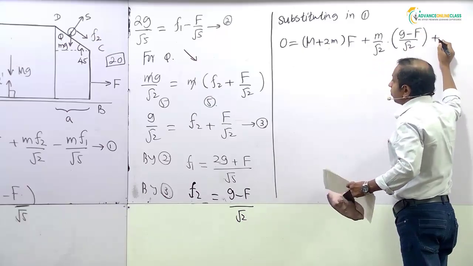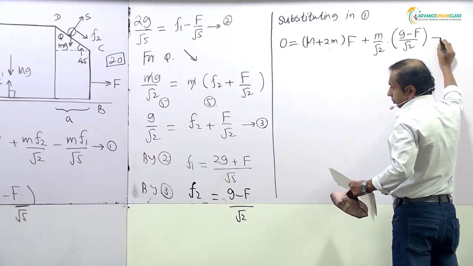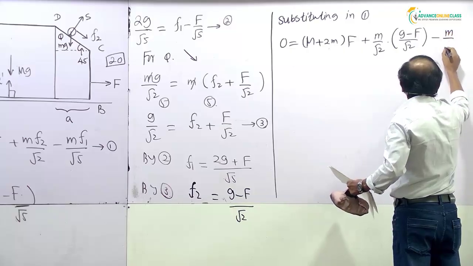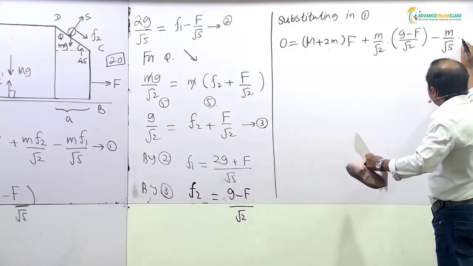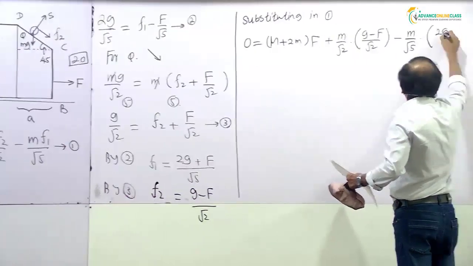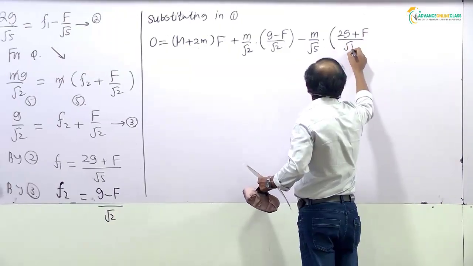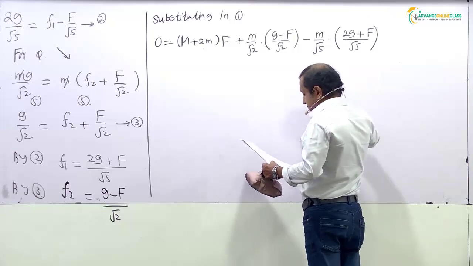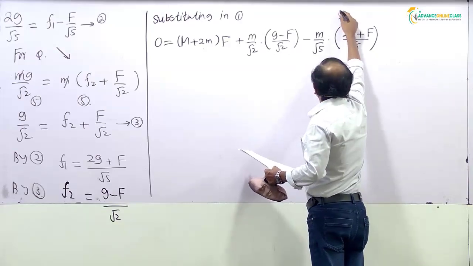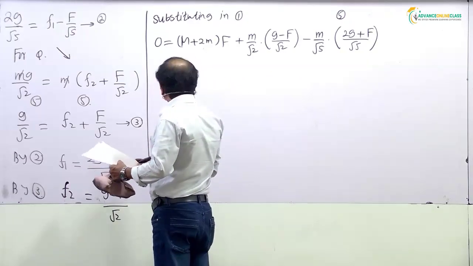Next one: minus m over root 5. F1 is 2g plus F over root 5. Okay. For the substitution, we get 5 marks. Now simplify this. Correct, no?